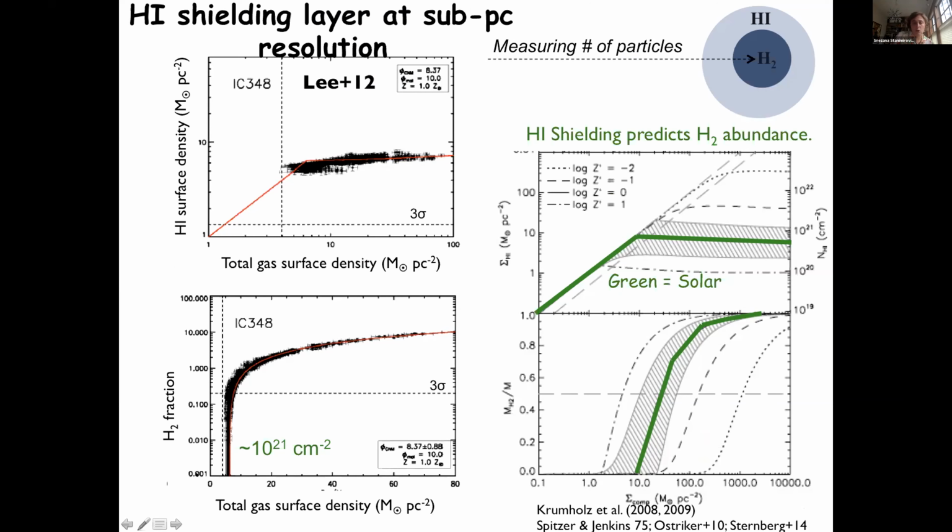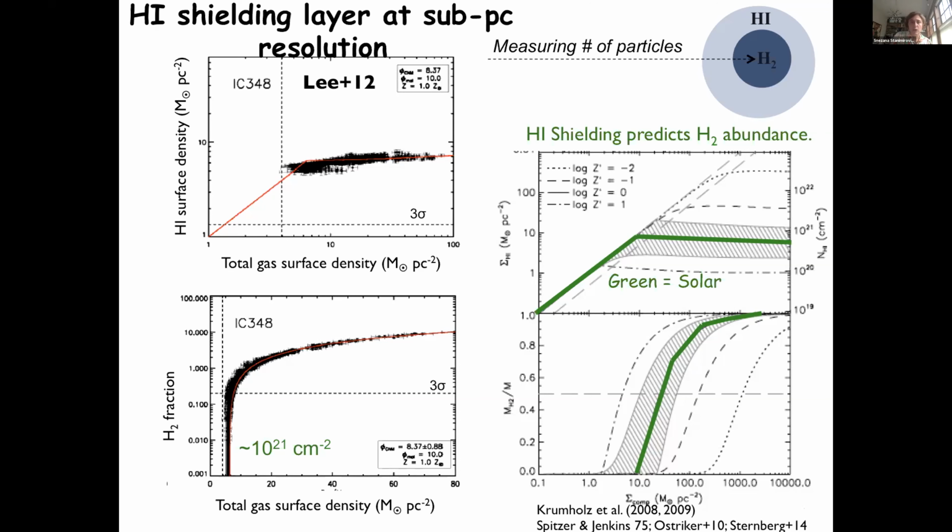When you have a low gas column density, there's essentially no H2. Once you hit that column that's enough to shield and help H2 survive, suddenly the abundance of molecular hydrogen rises drastically. And this really agrees very well with the theory. These are theoretical models going all the way back to Spitzer 75, and then also there are more recent models that take more things into consideration.